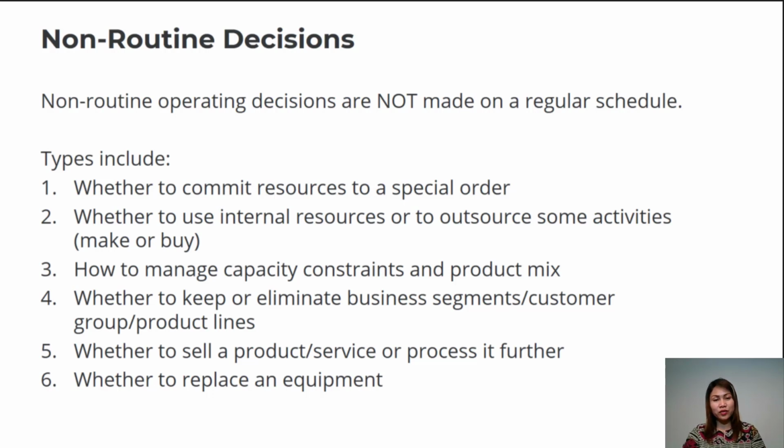We will look at 6 different types of non-routine decision. First, whether to accept or reject a special order. 2, to insource or outsource. In a manufacturing company, many people usually call this type a make or buy decision. Third one is to manage capacity constraint and product mix. Fourth is to keep or drop parts of business. Can be business segments, product lines, or customer groups. 5, to sell a product or process it further. The 6th one is whether we need to replace an equipment or keep using it.